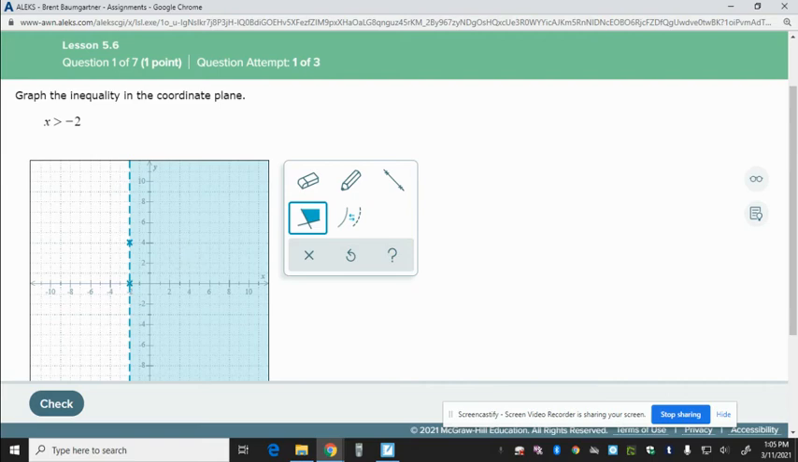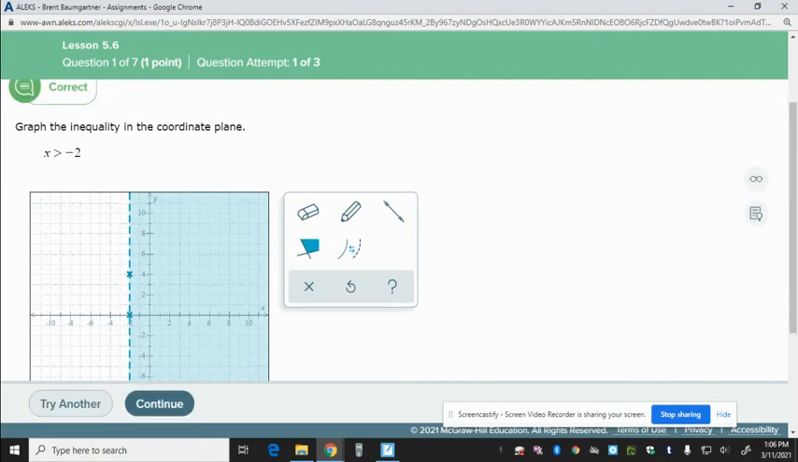I'm going to go ahead and check my answer, and I'm going to see that that is correct. Now, what this implies is that any point that lies out here in the shaded region would be an answer to this inequality, any of those.